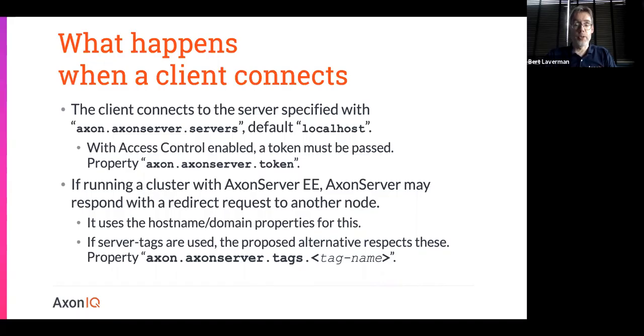Then in the case of AxonServer Enterprise Edition, where you have or can have a cluster, AxonServer may respond to the client with a request to connect to another node in the cluster. This is of course for things like load balancing, but it might also be because of tags set on the client and on the server. If you have a cluster with different nodes in different regions, you could give the client tags to ask AxonServer for the node closest to it.